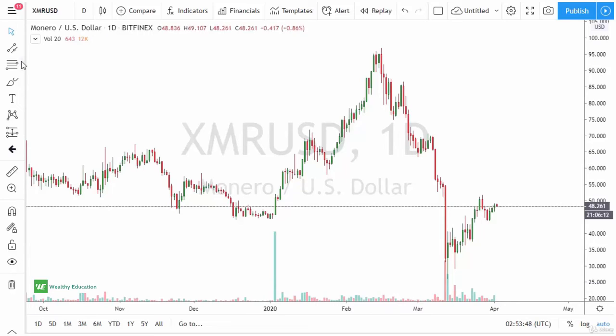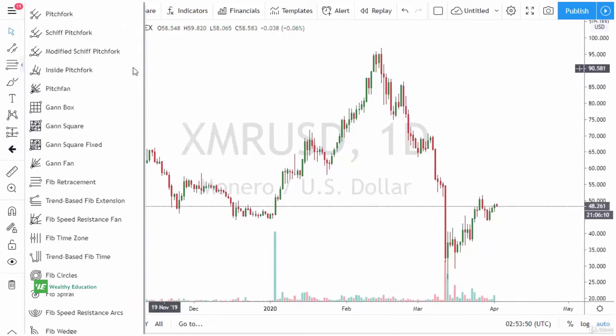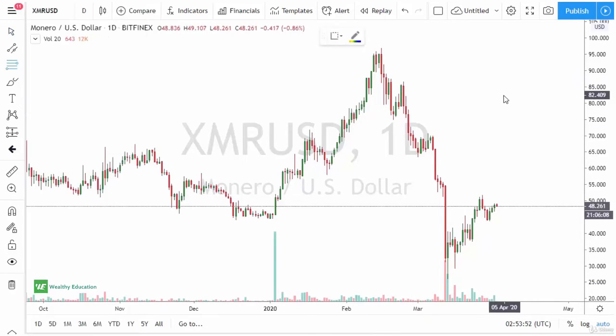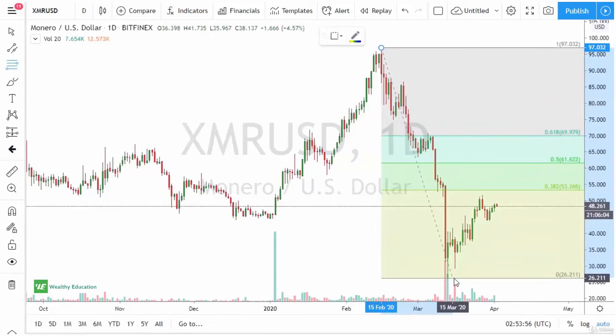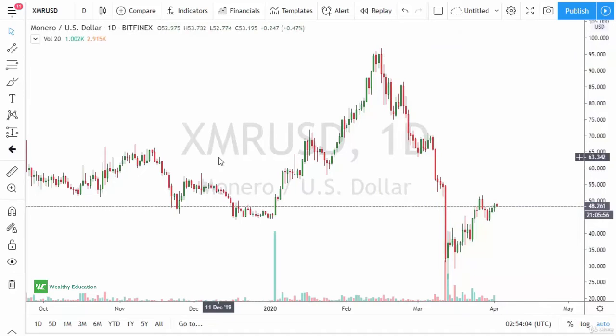There are also other ways people will do it, like with Fibonacci retracement. Notice how the 38.2 is basically the same thing as the top of that candlestick. So that's one thing to keep in mind.